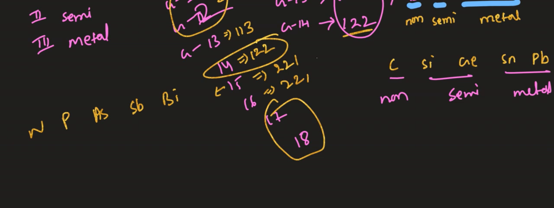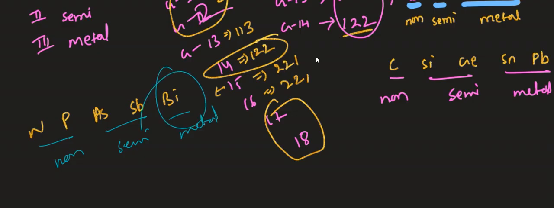So what is the code? 221. What is the meaning of 221? First one is non-metal, next is semi-metal, and last one is metal. So what is the nature of bismuth? Just try to write down the sequence and you will get the answer. Clear till here? I hope you people understood.